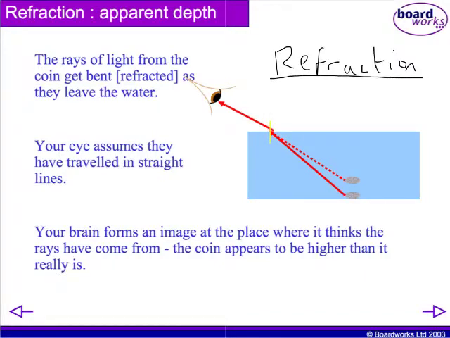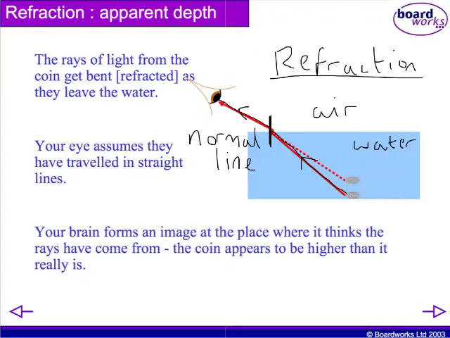As it changes speed, it also changes direction, and this happens when it goes from one medium, which is the substance, to another. So for example, here we have water and air. The light from the coin travels up until it hits the air, where it speeds up, because air is less dense than water. When it does that, it moves away from this imaginary line we call the normal line, and it's at 90 degrees to the surface. So it produces these strange effects.